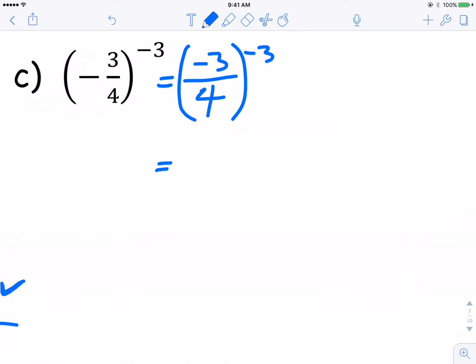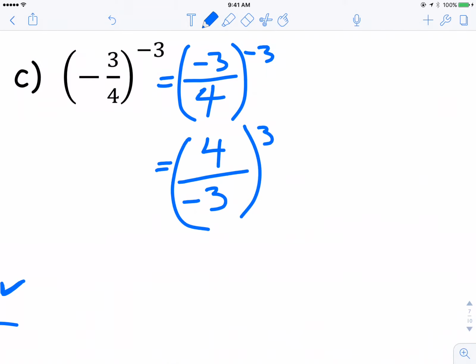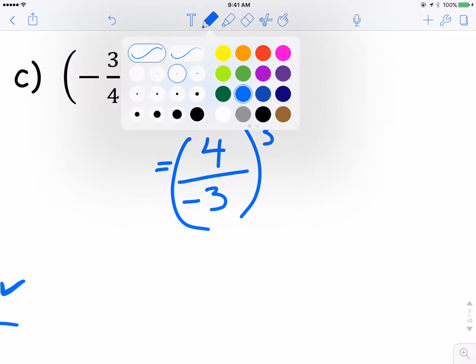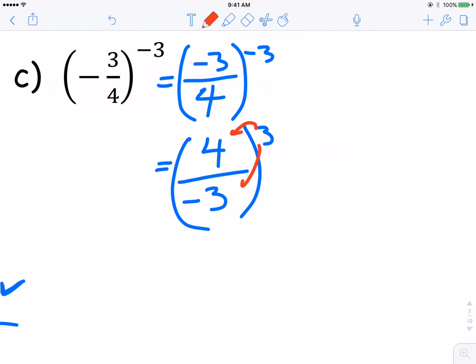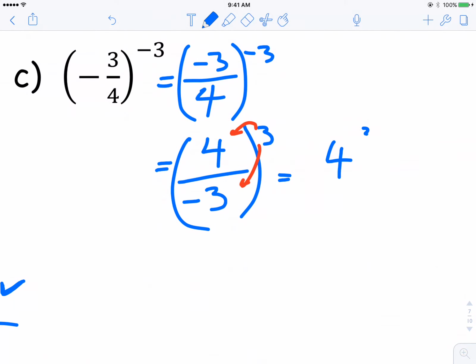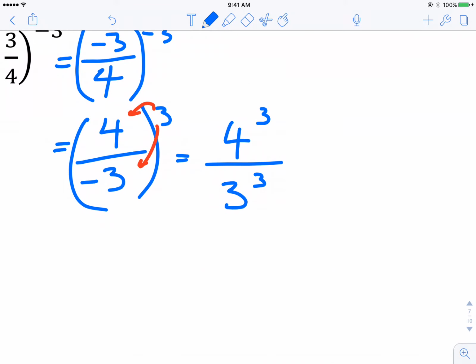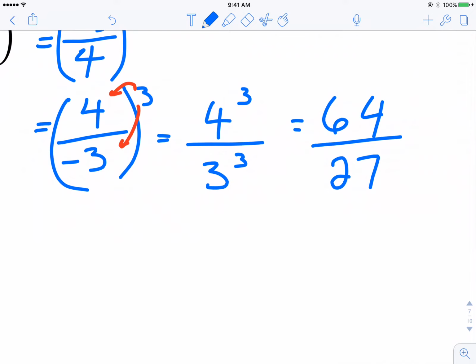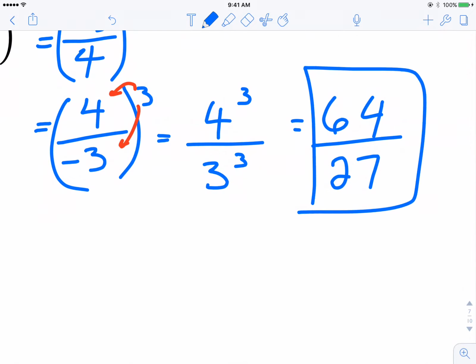The negative exponent tells me I need to flip that fraction. So this becomes 4 over negative 3, all raised to the power of 3. And then I apply that exponent on both the 4 and the 3. So this now becomes 4 cubed over 3 cubed, which is going to be 4 times 4 times 4 is 64, over 3 times 3 times 3 is 27. Can I reduce that fraction? No, I cannot. So this is complete.